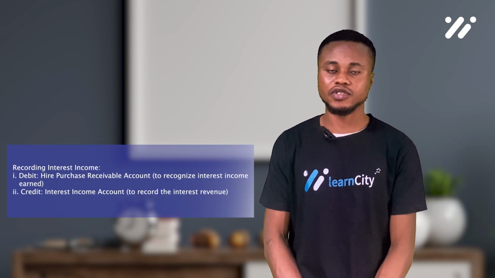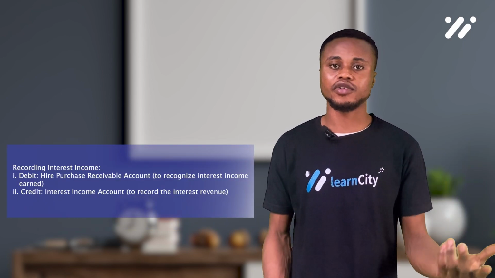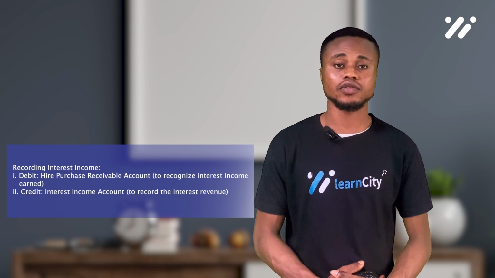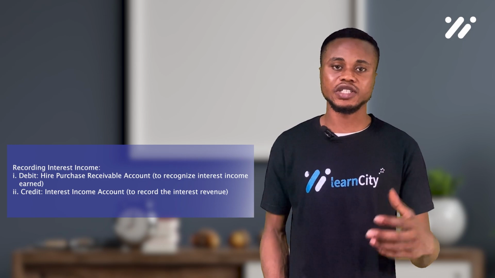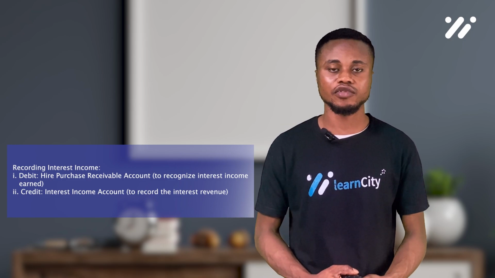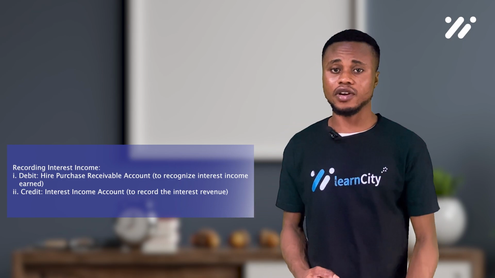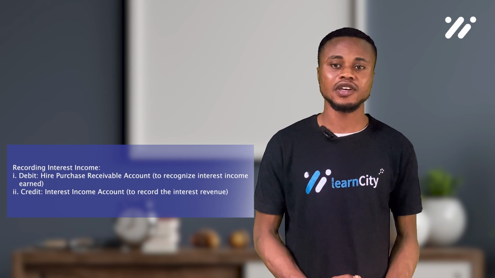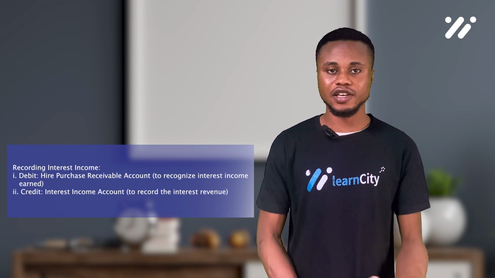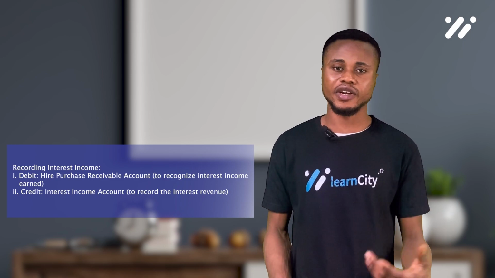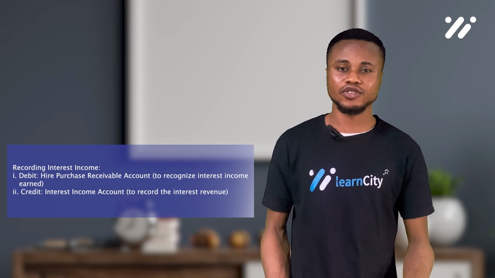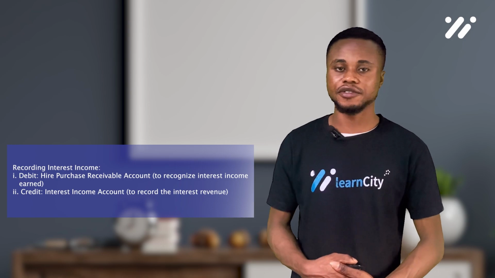The third point is recording of interest income. Under recording of interest income, the first thing to do is to debit the hire purchase receivable account, to recognize the interest income that was earned. The second thing is to credit the interest income account in order to record the interest revenue.